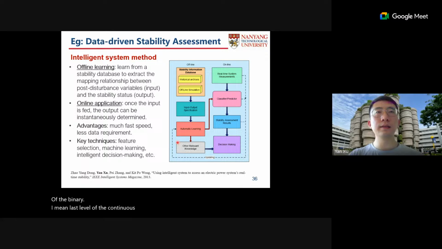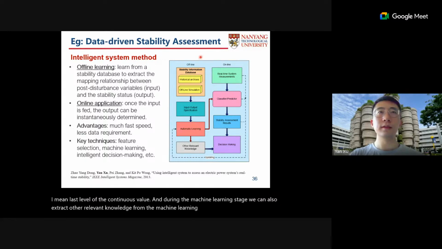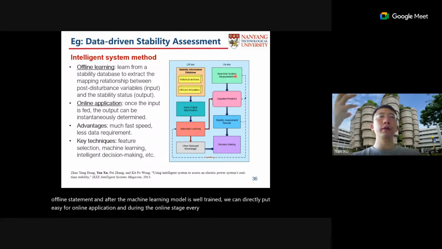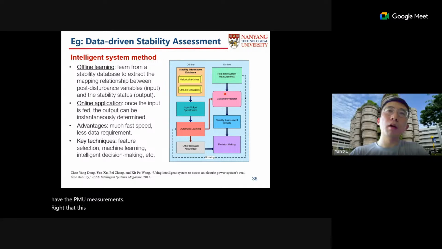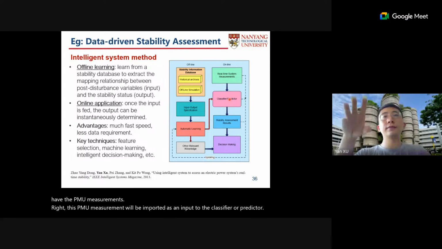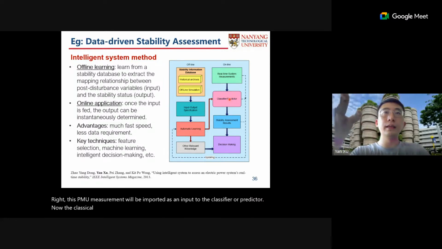During the machine learning stage, we can also extract other relevant knowledge from the machine learning process. So this is the offline stage. After the machine learning model is well trained, we can directly put it to online application. During the online stage, every time interval, we have the PMU measurements, right? Then these PMU measurements will be imported as the input to the classifier or predictor. Now the classifier and the predictor will immediately predict the stability status.